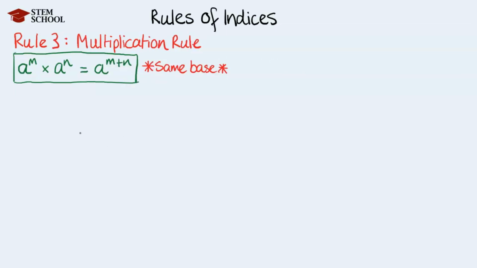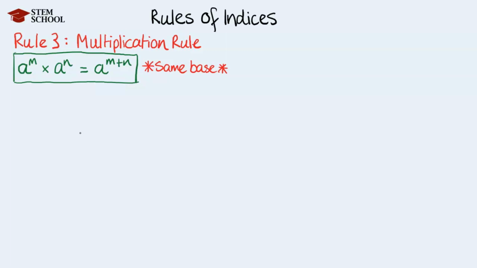This third rule is about multiplying like numbers or like letters with powers. If you multiply a to the power of m by the same base, such as a to the power of n, what you do is you just add the powers. You have to make sure that it's the same base that you're dealing with.